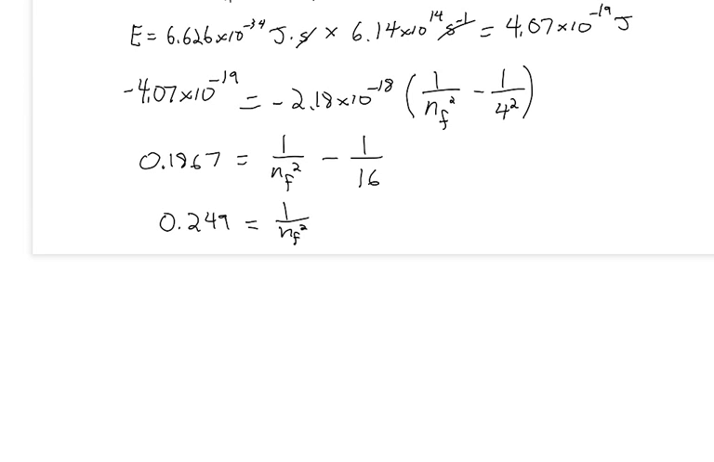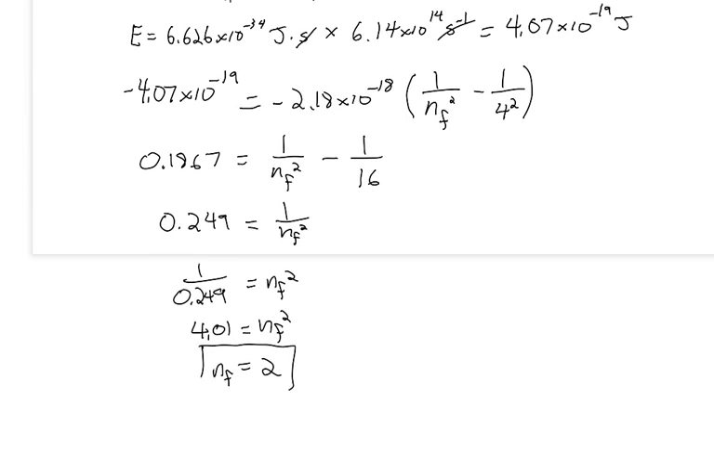All right, so now I've got nf squared in the denominator, and I want it in the numerator. I just have a 1 on top, so I'm just going to take the inverse of both sides. So 1 over nf squared becomes nf squared, and I'll have 1 over 0.249. When I do that math out, I get 4.01 is nf squared. So I take the square root of both sides, and nf is going to be 2. It's not quite exactly 2, but it has to come out to be an integer. And so my final answer is that the final level that the electron relaxes to is n equals 2.